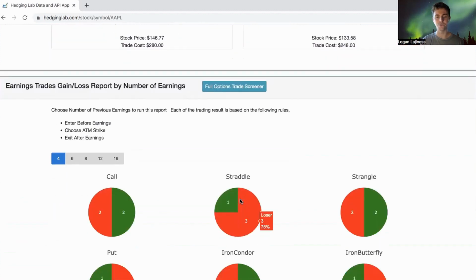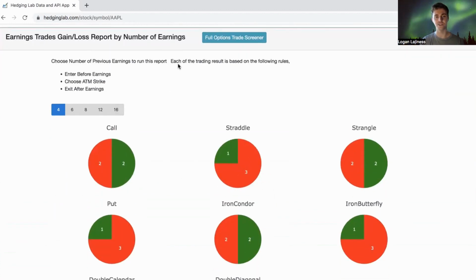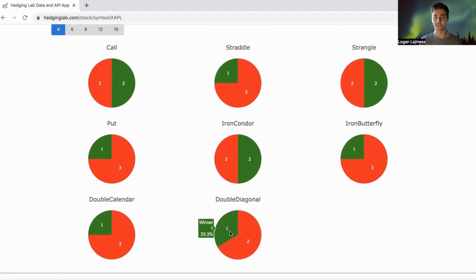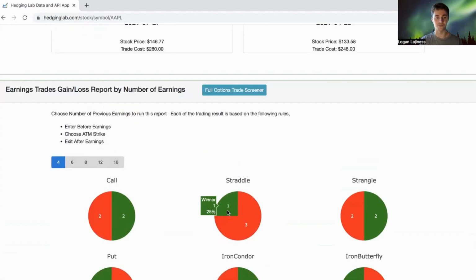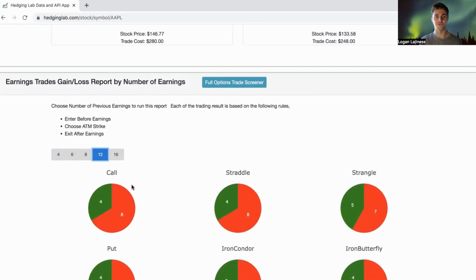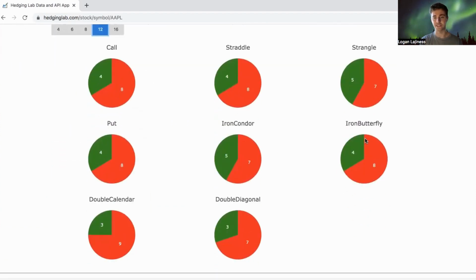And this will show you how successful these strategies are. And if you look at this report, each of the trading results is based on these following rules: entered before earnings, you chose an at the money strike, and you exited after earnings. And you can see that your best bet over here, naked call, was 50-50, your condor shot was 50-50, and this double diagonal lost more than it won. So did the straddle. And then you can take a look here. Let's say it added 12, the most recent earnings, and you can still see here that Apple's probably not a great stock for you to do this on, depending on what your return is, right?